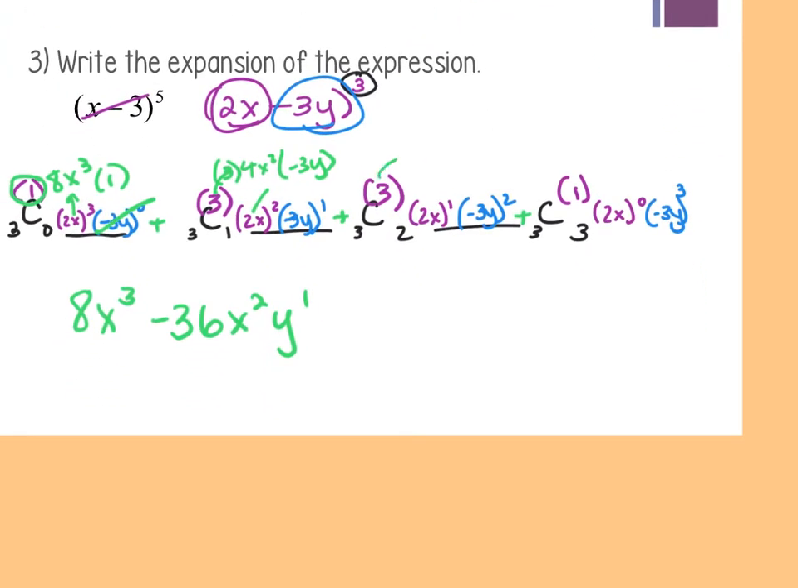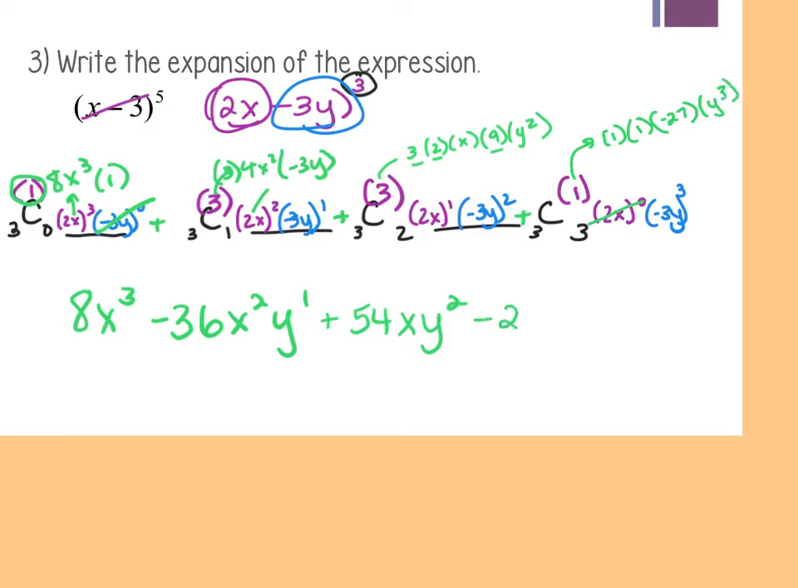Then I go to the next one. So I've got the 3 from the C. I've got 2. I've got x to the first. I've got negative 3 squared, which is positive 9, and then y squared. So 3 times 2 is 6, times 9 is 54 x, y to the second. And then the last one, I've got the 1 from the C. I've got 2x to the 0, which becomes just 1. Negative 3 to the third is negative 27, and then y to the third. So this is minus 27y to the third.